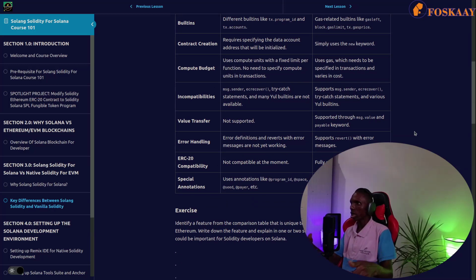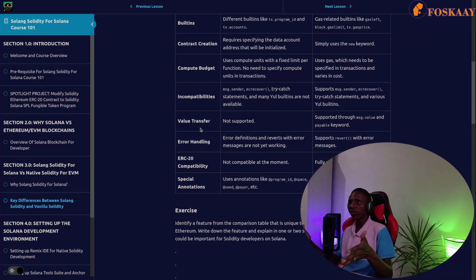So then there are some incompatibilities as well, like msg.sender, ecrecover function, try and catch statements, things like that, and Yul built-ins are not available. Yul is like a low-level language for Solidity used on EVM. So it's not really available like that on Solana. But Solidity for Solana supports msg.sender, ecrecover, try and catch, and a lot of other things like that. So you can use them right here, and you know what to substitute for.